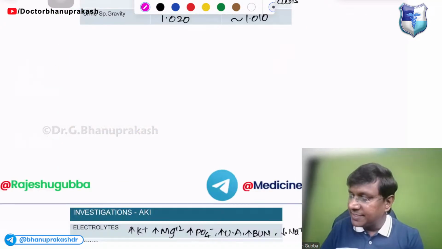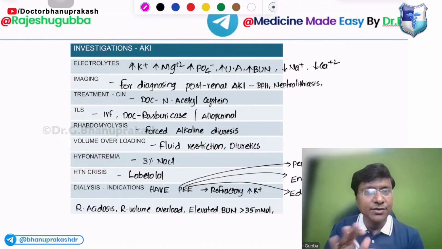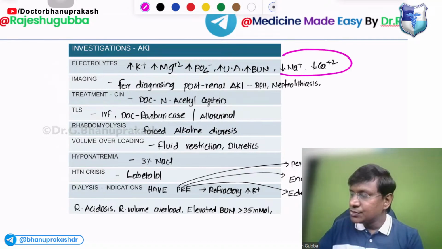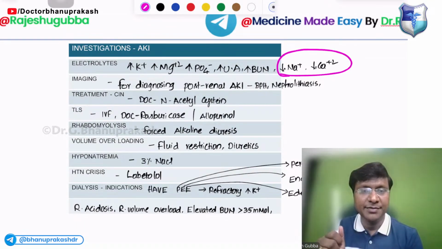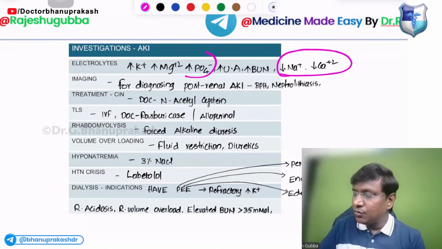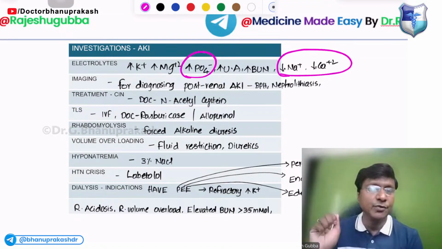Next, you need to be completely aware of the workup that you do in patients with acute kidney injury. What are the various electrolyte abnormalities? Please remember, all the electrolytes are increased except for sodium and calcium. Why is sodium reduced? Because of dilutional hyponatremia. Why is calcium reduced? Because calcium will combine with the increased phosphate, resulting in calcium phosphate. So there will be hypocalcemia.